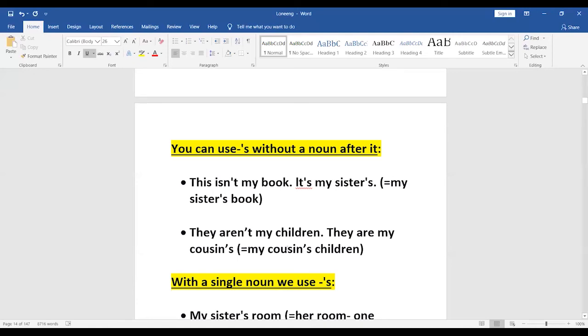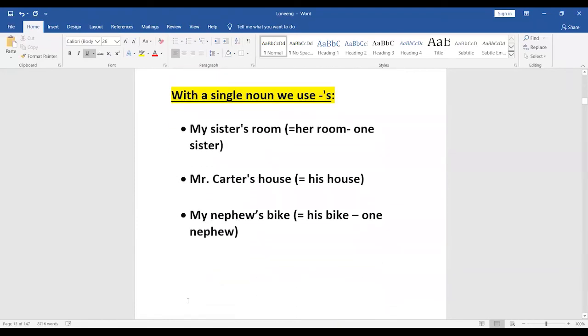They aren't my children, they are my cousins'. So the children belong to my cousins, and that's why they're not saying cousins' children, but they're just saying they are my cousins'. Which refers to the children. With a single noun, we use apostrophe S. My sister's room. As I told you earlier, if something belongs to someone, then you add an apostrophe S. So here you will say, whose room is it? It's my sister's room. And that is why my sister has an apostrophe S. Now, Mr. Carter's house.